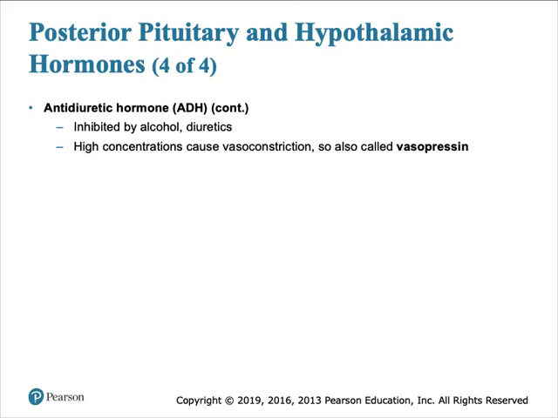It's typically inhibited by alcohol and diuretics. So if you take a diuretic, it blocks ADH. That's one of the ways that you actually get more water release from the body. And if you have really high levels of ADH, it's going to actually cause vasoconstriction. So basically, if you think of constriction, like a boa constrictor squeezes, it's basically where you're going to squeeze or get smaller blood vessels. And we'll talk a little more about that when we get into the blood next week.